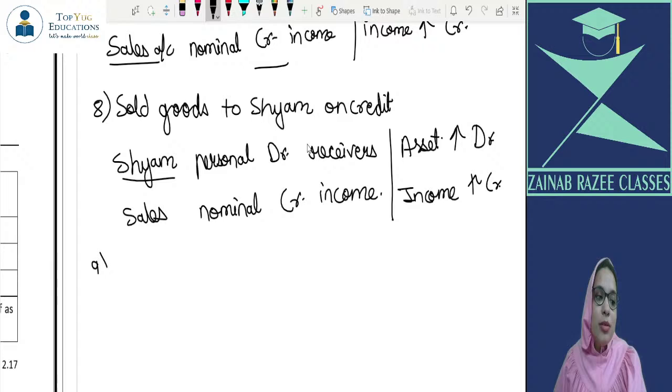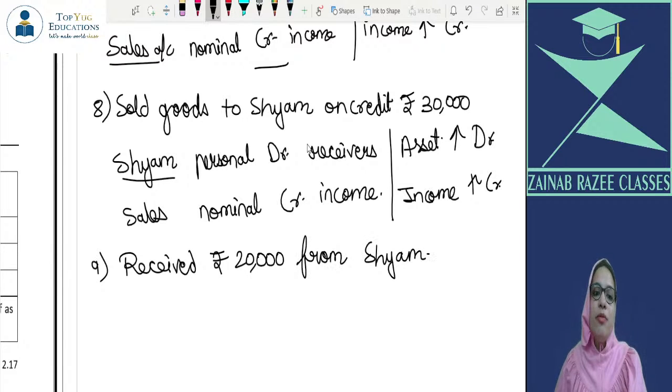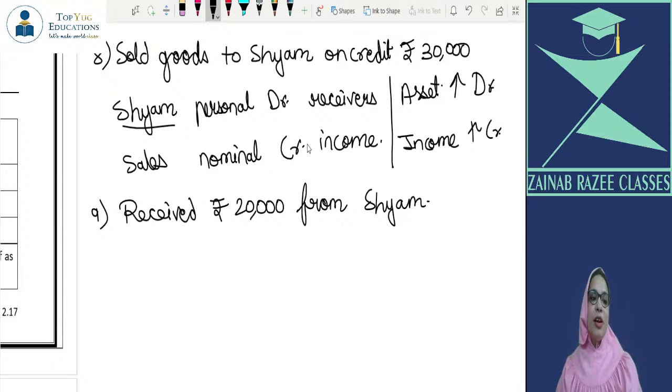Next, the point was that we received rupees, let us assume sold goods to Sham on credit is rupees 30,000 and received rupees 20,000 from Sham. Received rupees 20,000 from Sham. Tell me the two accounts that will be affected.